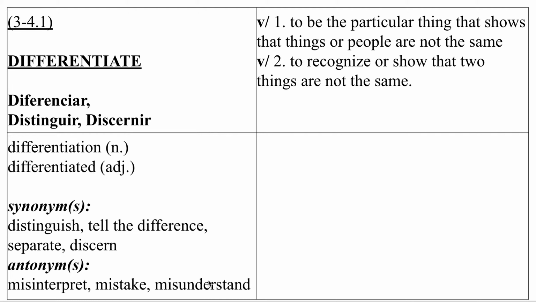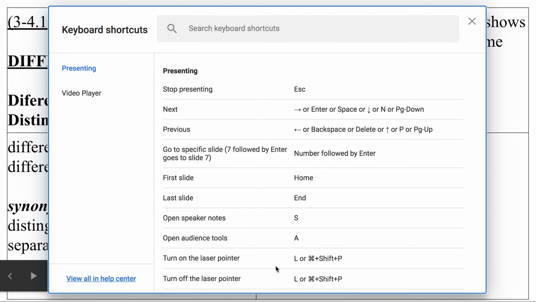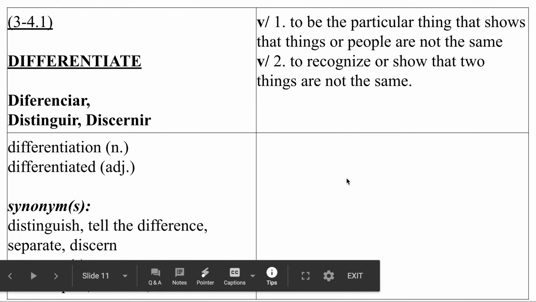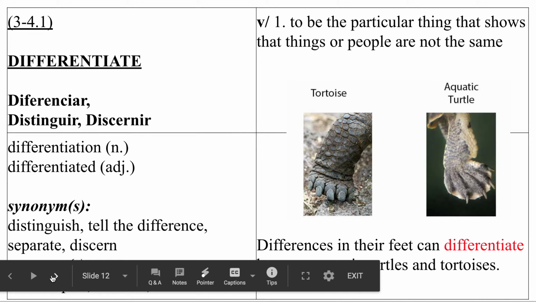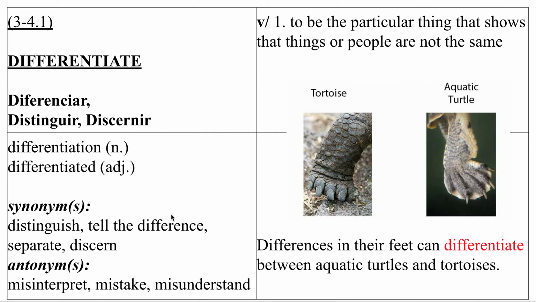And let's get into some more detail for the two definitions. Here is the first definition. It says: to be the particular thing that shows that things or people are not the same.